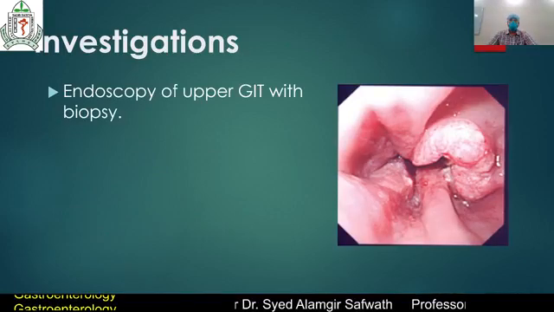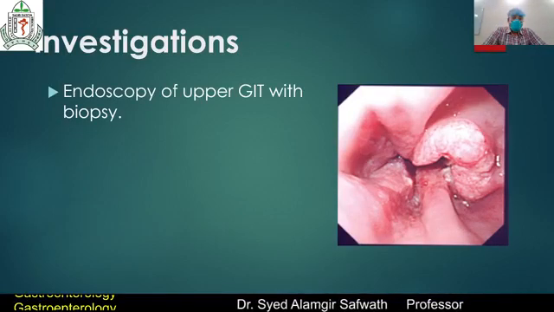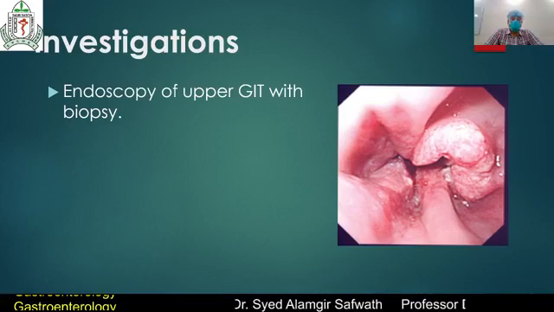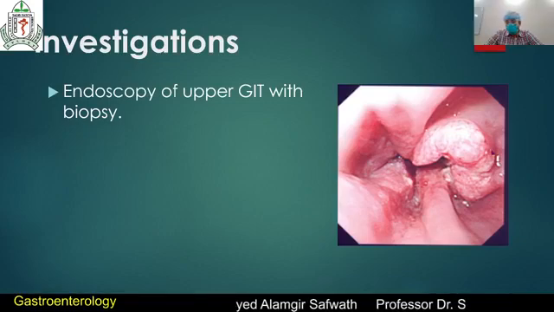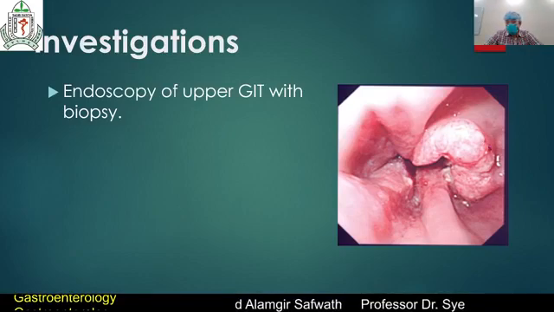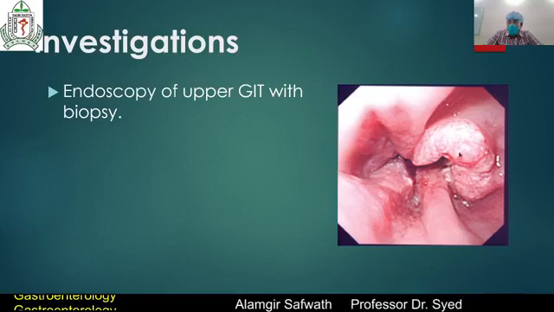So what are the investigations that we will suggest? We will suggest endoscopy of the upper GIT with biopsy. This is an endoscopic picture. You can see this is an endoscopic view, and there is a growth over here. You can see there is an ulceroproliferative lesion with elevated margin, and the margin is also irregular, and there is some luminal narrowing over here.